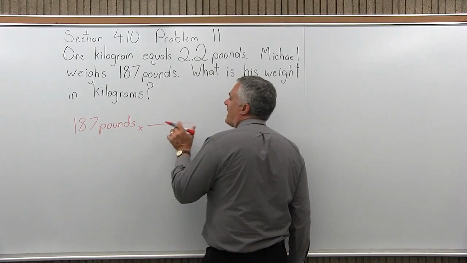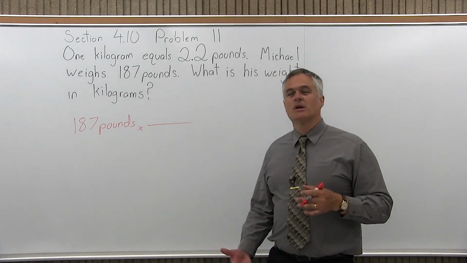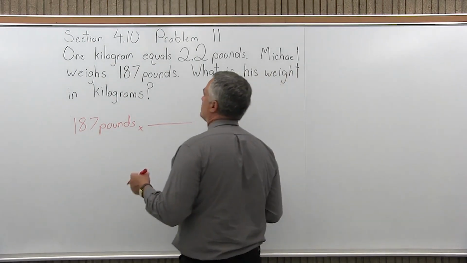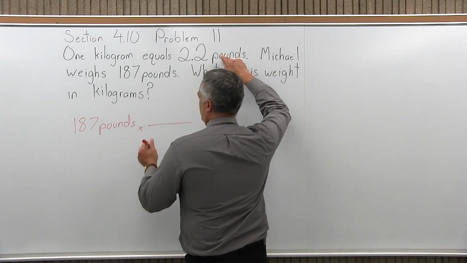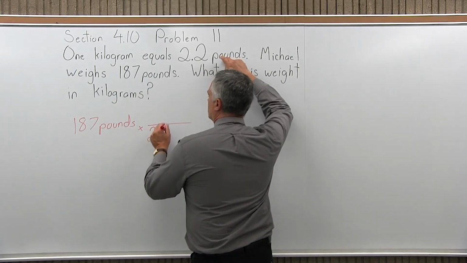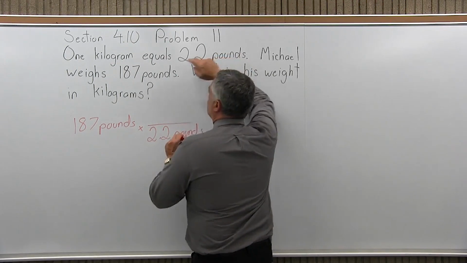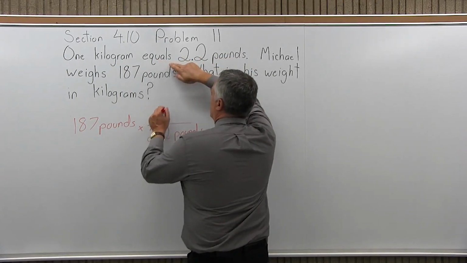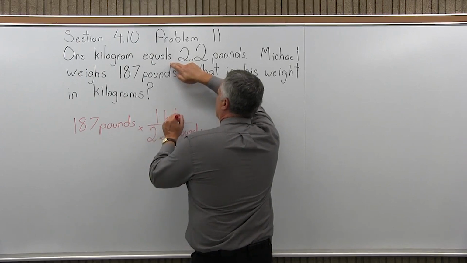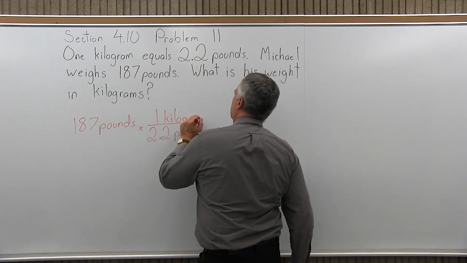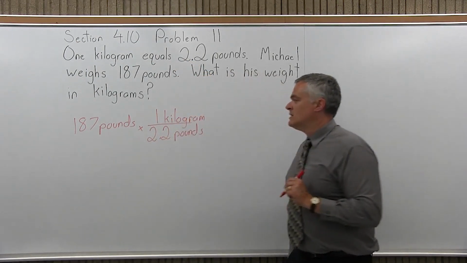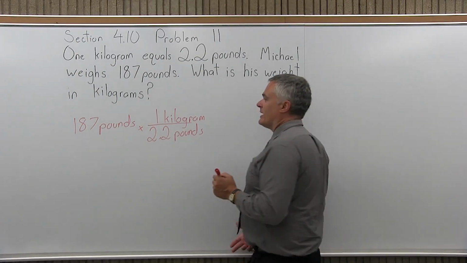So, what we want to do is take the given quantity, 187 pounds, and multiply that by a funny 1. Now that 1 will have to have pounds in the denominator in order to make the pounds cancel, and I want kilograms to show up instead. So 2.2 pounds is equal to 1 kilogram. So if I do that math, I'll get Michael's weight in kilograms.